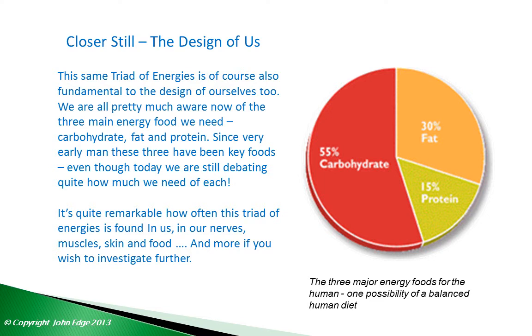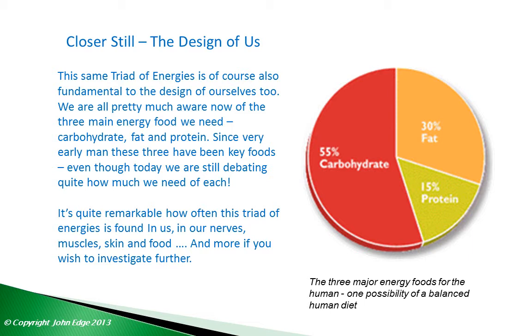And when we come into the human system and we're looking at energies, well, isn't it fascinating that we now know that we need three main energy systems for food? That's carbohydrate, fat, and protein. Now, of course, we need trace elements and vitamins, but these are the main three energy foods that we need. Now, of course, we're still debating exactly how much we need of each, but those three are always in play.